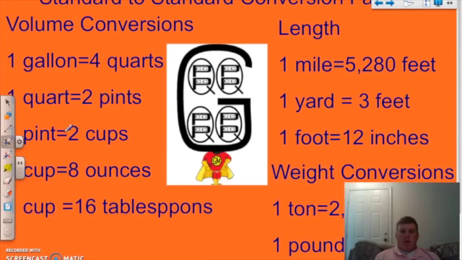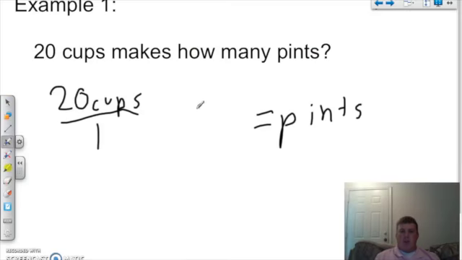We see that there is 1 pint for every 2 cups. So we need to put a fraction here. One of them is going to be pints and one of them is going to be cups. Now the trick is we want to get rid of cups. To be able to get rid of cups, we have to be able to cancel one from the top and one from the bottom. So on the bottom, we're going to put those 2 cups. On the top, we're going to have our 1 pint.